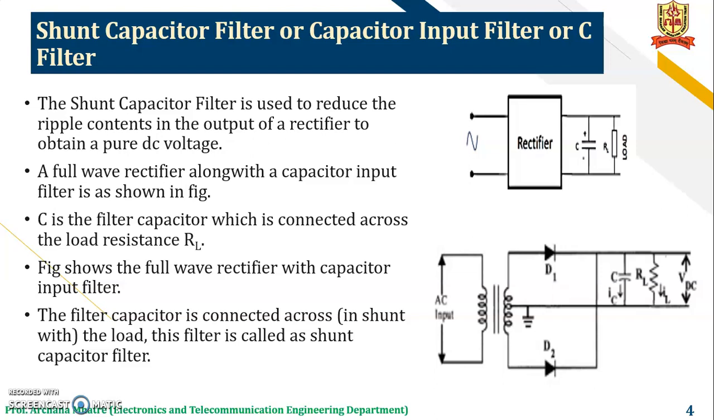The filter capacitor is connected across, that is in shunt with the load. This filter is called as a shunt capacitor filter. So here you can see this capacitor will be connected parallel with the load. So this is called as a shunt capacitor filter circuit.